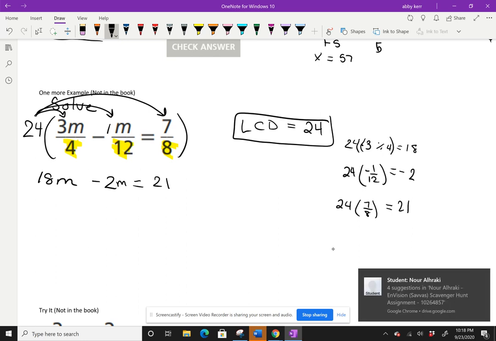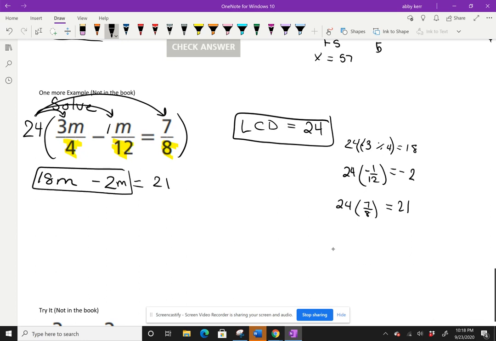Now it is just a two-step. 18m minus 2m is 16m equals 21, and then divide by 16. 21 divided by 16 gets you a decimal, so just please keep it as is. So I'm just going to write 21 over 16. All right.